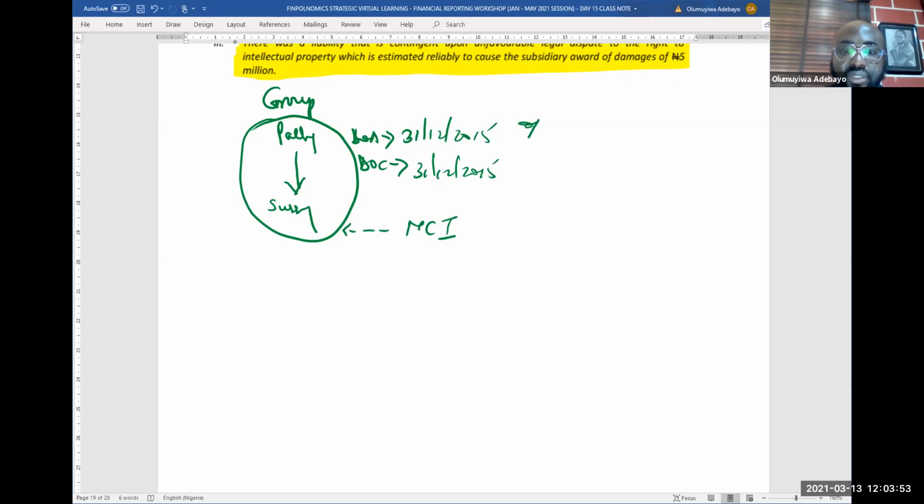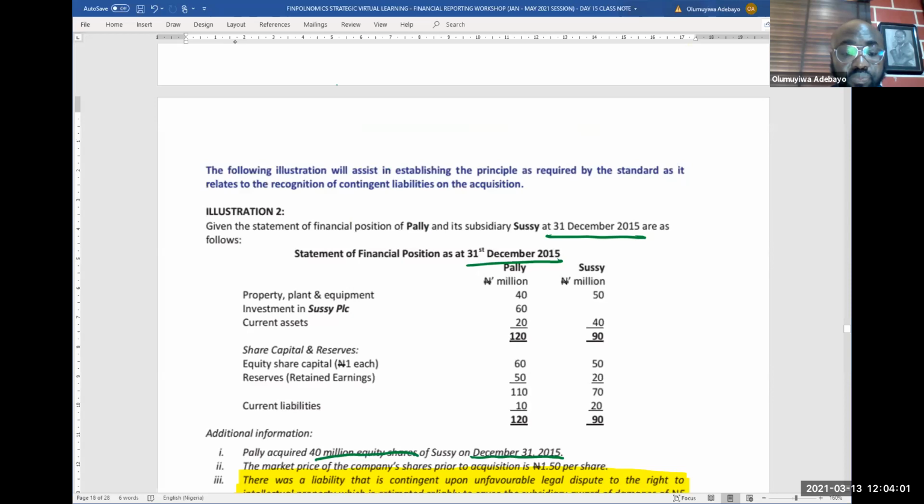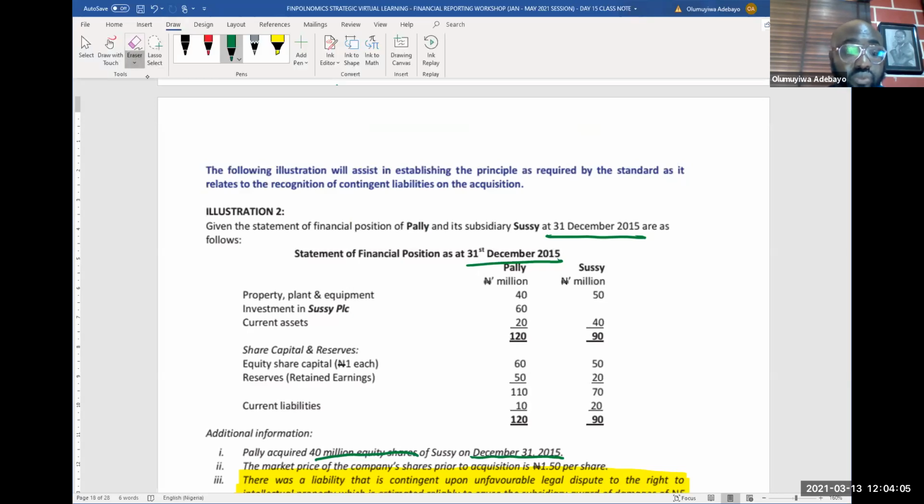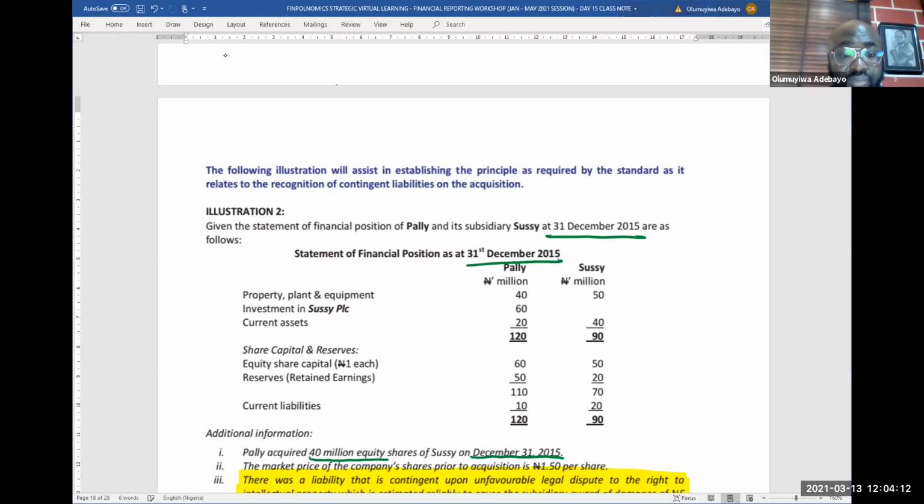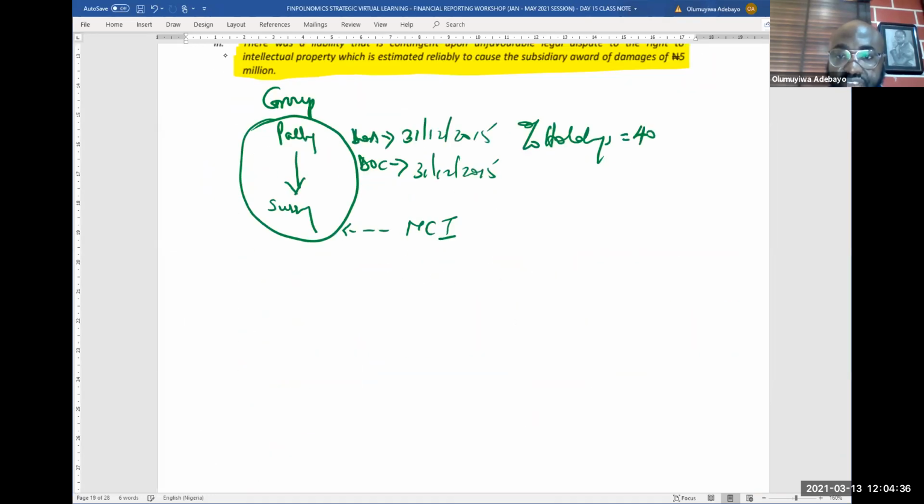What is our percentage holding? You acquire how many shares? You acquire 40 million shares out of how many shares? Remember, this 50 is 1 naira per share. Therefore, the number of shares in Suzy is 50 million naira divided by 1 naira. That is 50 million shares. What ratio is that? 40 to 50 million shares should give me 80%. And this is 20%.